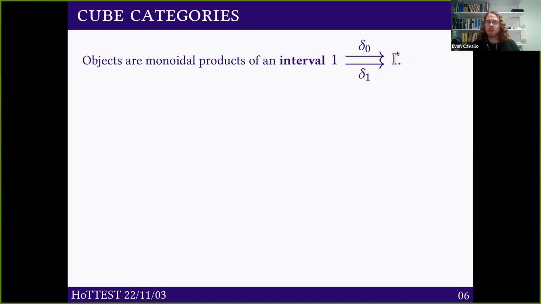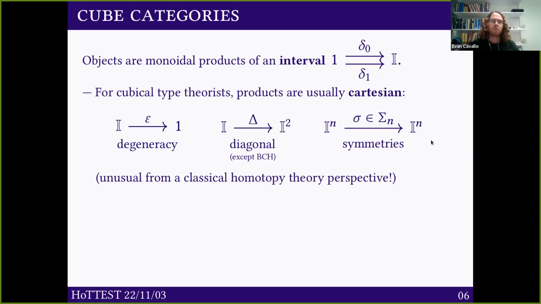We have this object I'm calling I, and it has two endpoints, the 0 of the interval and the 1 of the interval, which are maps from some object that will be terminal in our cases. For cubical type theorists, these products of the interval are usually Cartesian. So some things fall out of that. For one, we can collapse the interval to a point. There's this degeneracy map. That's not really specific to Cartesian cube categories; that's generally there. And then we also have this diagonal.